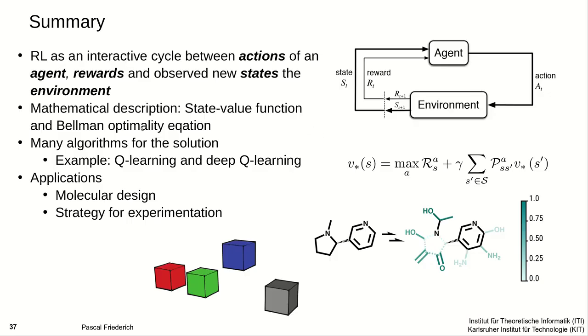We were looking at a mathematical description in the second video today, where we defined things like the state value function, the Bellman optimality equation. We discussed a couple of algorithms like the Q-learning and the deep Q-learning algorithm to solve this Bellman optimality equation. And then in the last video just now, we looked into some applications for molecular design, but also a more fundamental reinforcement learning application where the reinforcement learning agent has to learn to experiment. It has to learn to find strategies, what to do with a certain environment to find out and answer questions about the environment.